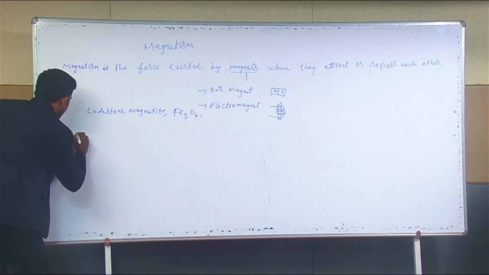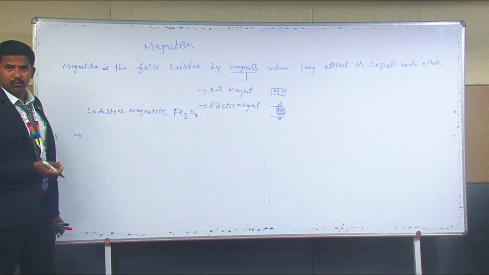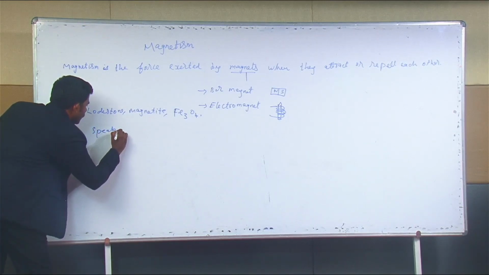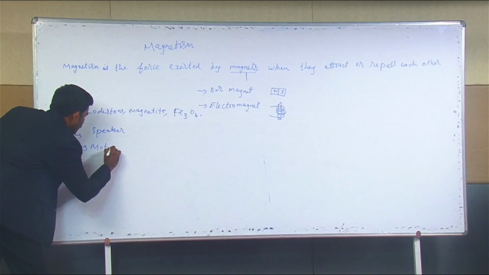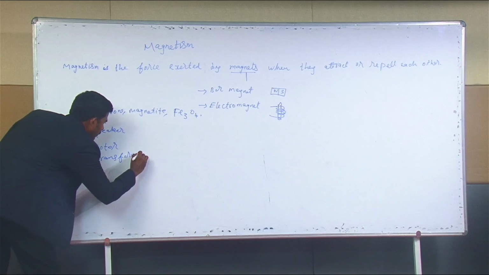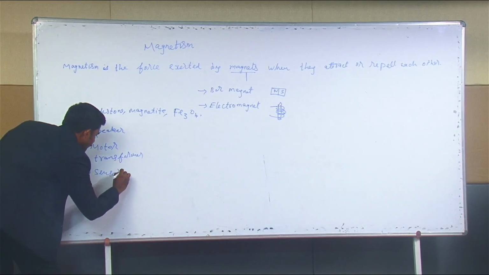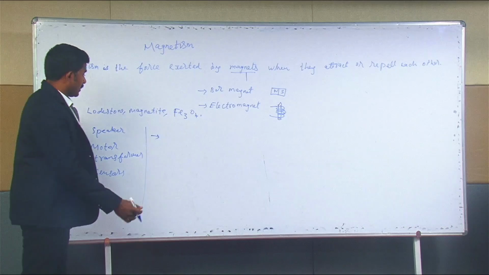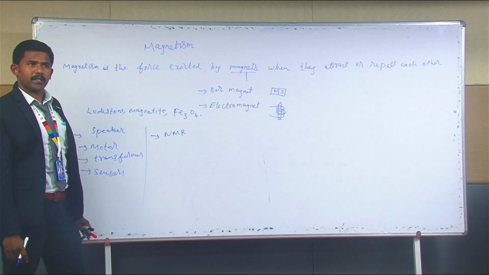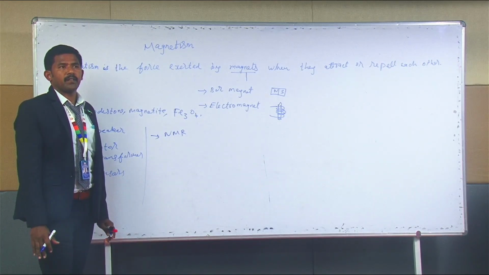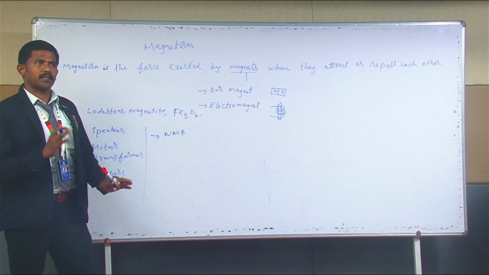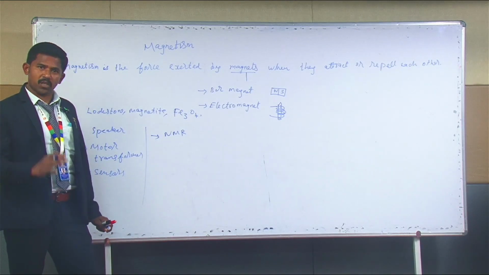For example, microphone, loudspeaker, electric motors, transformer, sensors, and NMR. NMR is a very important analytical tool to understand the structure, dynamics, and topology of particular molecules, and all the functional groups can also be identified.